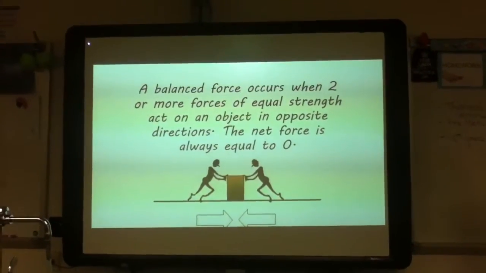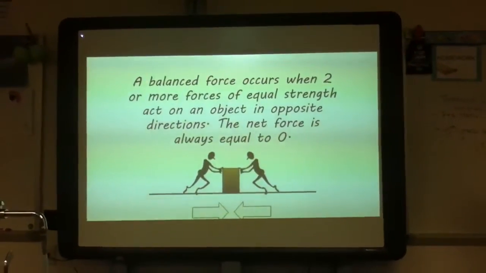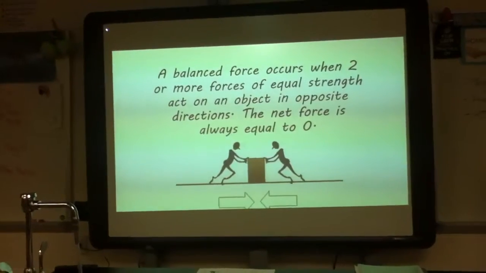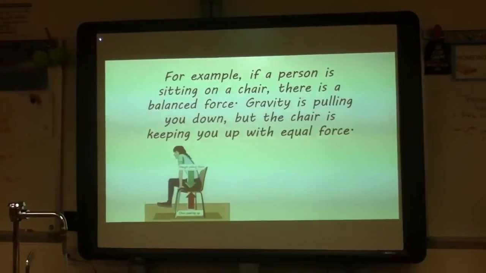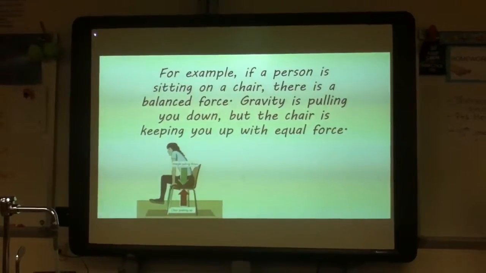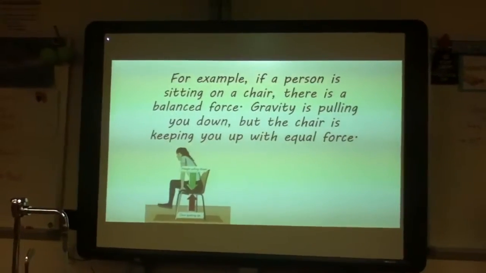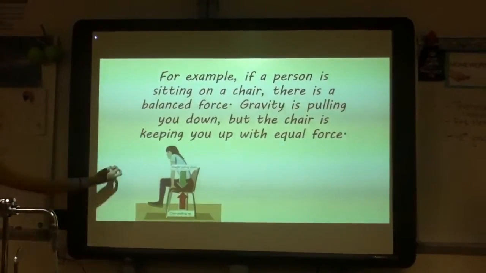A balanced force occurs when two or more forces of equal strength act on an object in opposite directions. The net force is always equal to zero. For example, if a person is sitting on a chair, there is a balanced force. Gravity is pulling you down, but the chair is keeping you up with equal force.